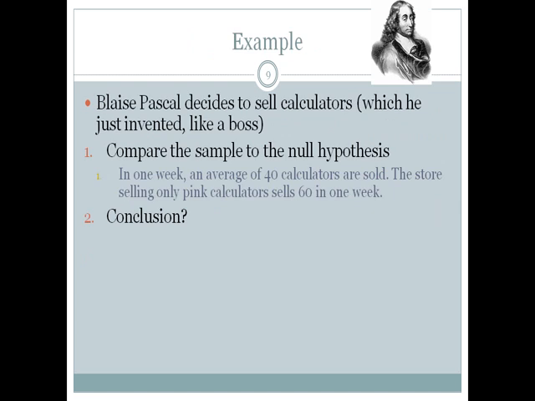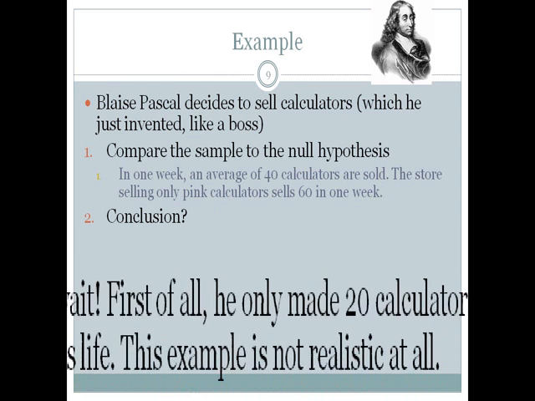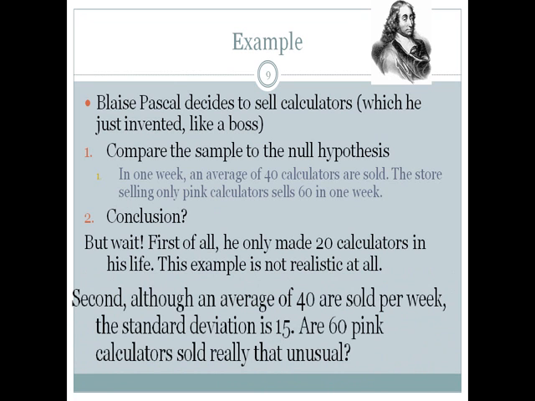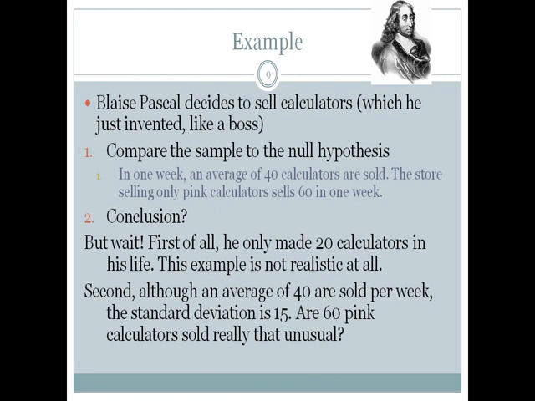So going back to this example, we see that in 1 week, 60 pink calculators were sold at a store, when normally only 40 calculators are sold. But, well, forget that one. This is the important one. Although an average of 40 are sold per week at other stores, the standard deviation is 15. So considering we have a mean of 40 sold with a standard deviation of 15, would we consider 60 sold for pink calculators an unusual score?